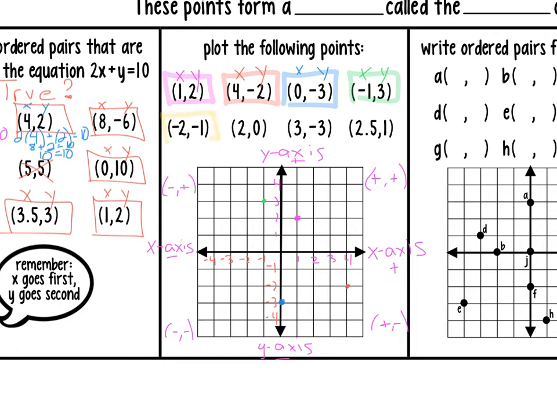Okay, so our next one is negative 2, negative 1. So our x value is negative 2, our y value is negative 1. So this is going to put us in quadrant 3. So from our origin, we will go left 2, down 1.